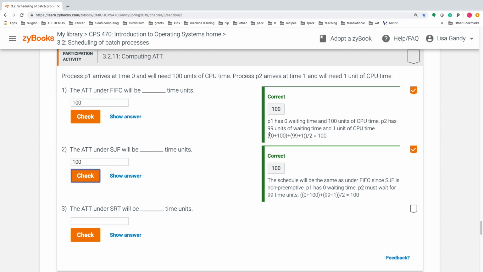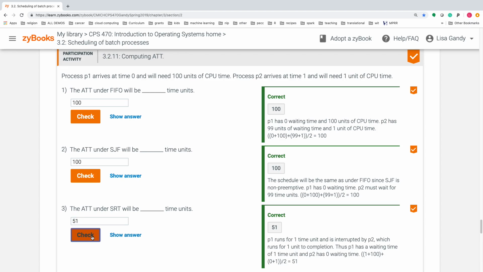Okay. Does that make sense? So the turnaround time is basically when you got on the ready list to when you actually finished. So like that's 1. And then this one got here at 0 and it finally left at 101. And then we just add them together and divide them by however many processes. So there's 2. So let's put that in, double check.